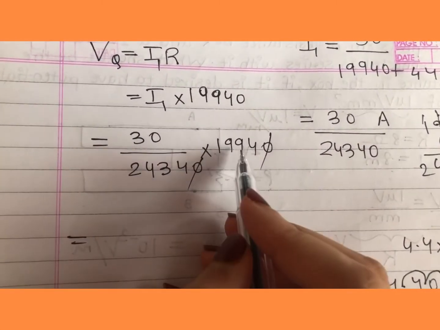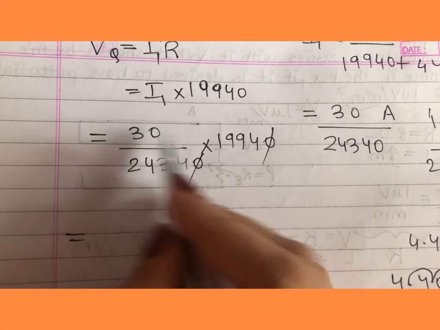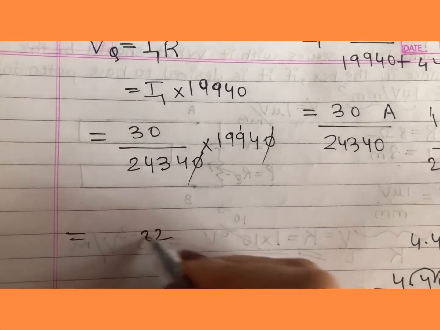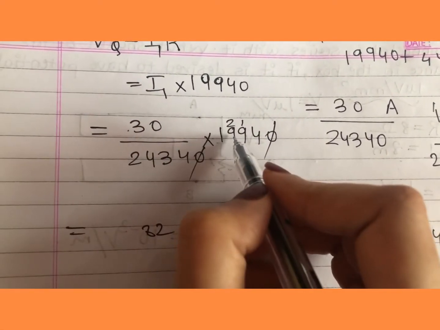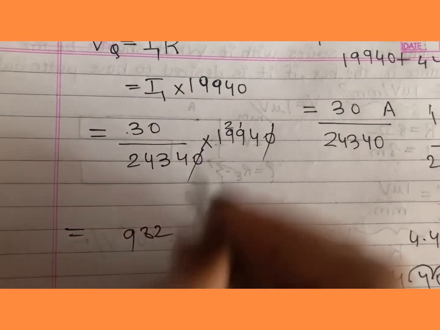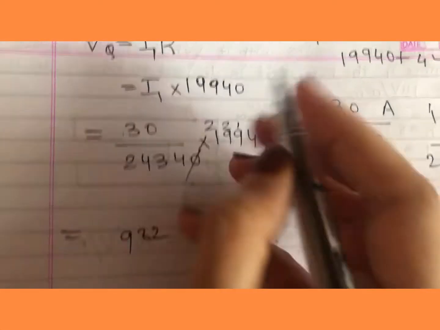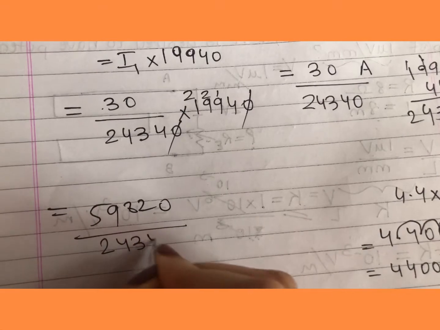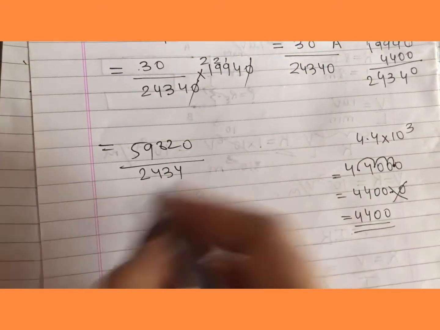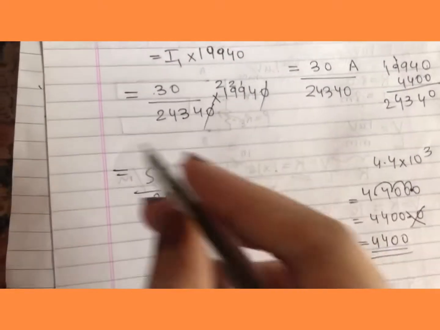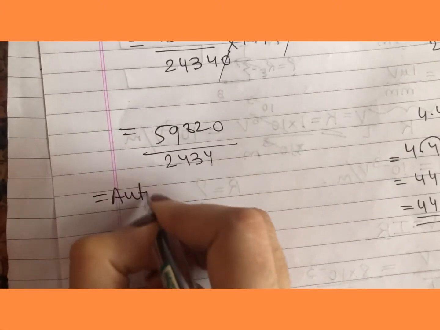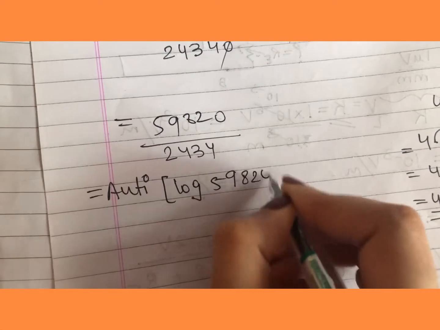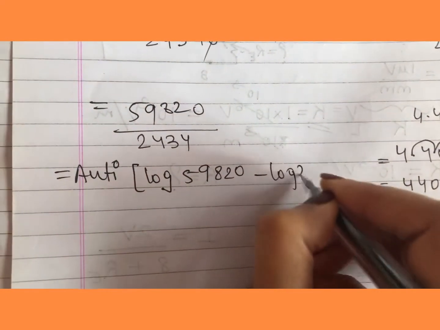Now multiply 30 with this. Easy hai. 3 4s are 12. 3 9s are 27 plus 1 28. 3 9s are 27. 28 29. 3 1s are 3 4 5 and this 0 upon 2434. Without wasting time in cancellation, numerator denominator, directly apply log. That saves time. Log of 59820 minus log of 2434.